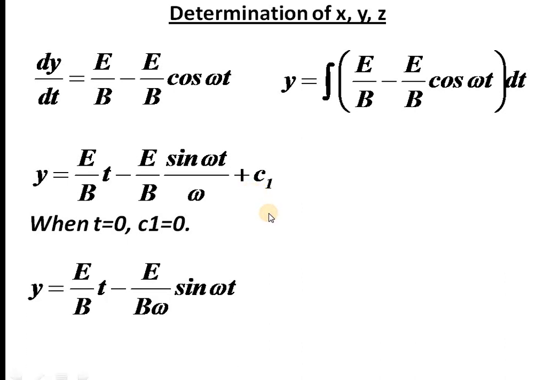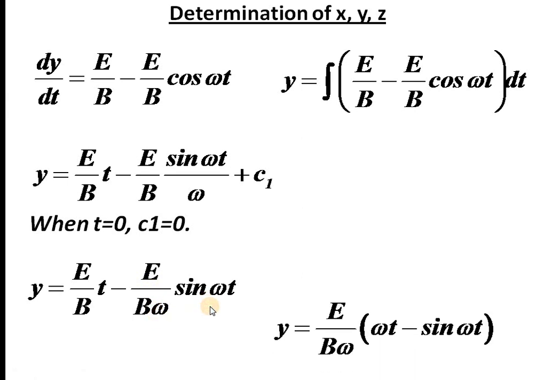So if you apply it, what happens? You will get y is equal to E by B t minus E by B omega sin omega t, because when t is 0, the constant vanishes. So naturally this equation becomes E by B t minus E by B omega sin omega t. So we got the value of y. Now take the E by B outside, so you can write this equation in a simpler format like this. So we got y is equal to E by B omega times (omega t minus sin omega t).